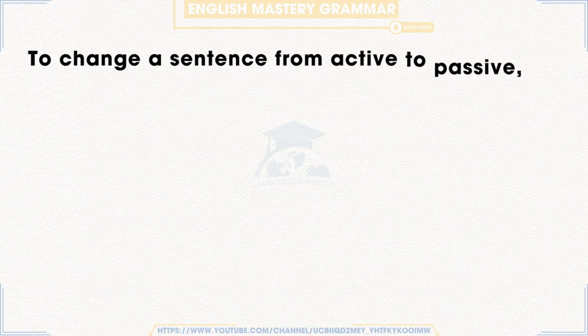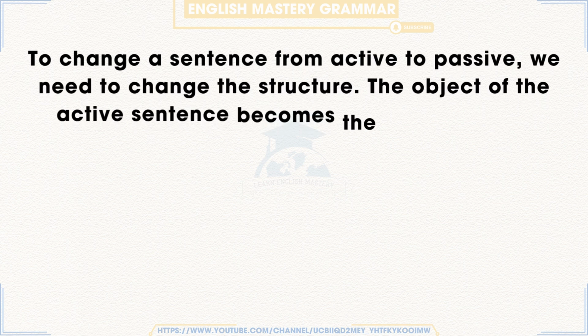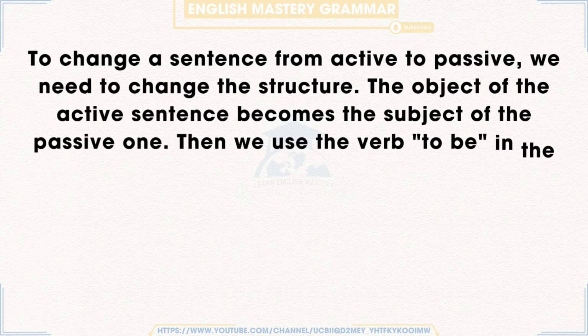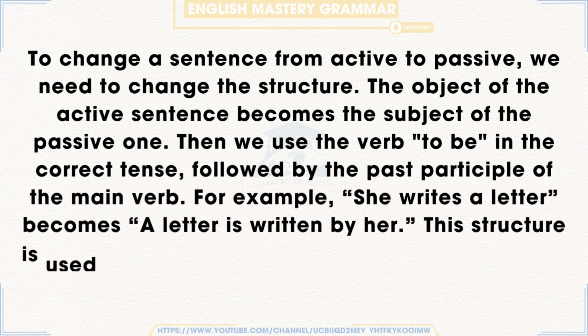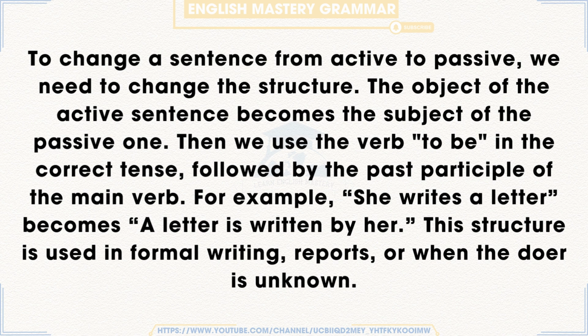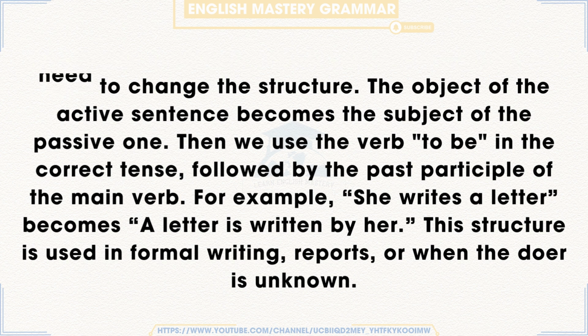To change a sentence from active to passive, we need to change the structure. The object of the active sentence becomes the subject of the passive one. Then we use the verb to be in the correct tense, followed by the past participle of the main verb. For example, she writes a letter becomes a letter is written by her. This structure is used in formal writing, reports, or when the doer is unknown.